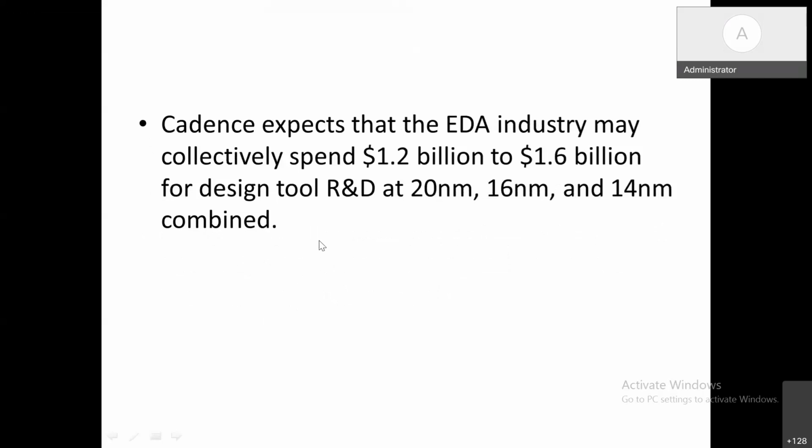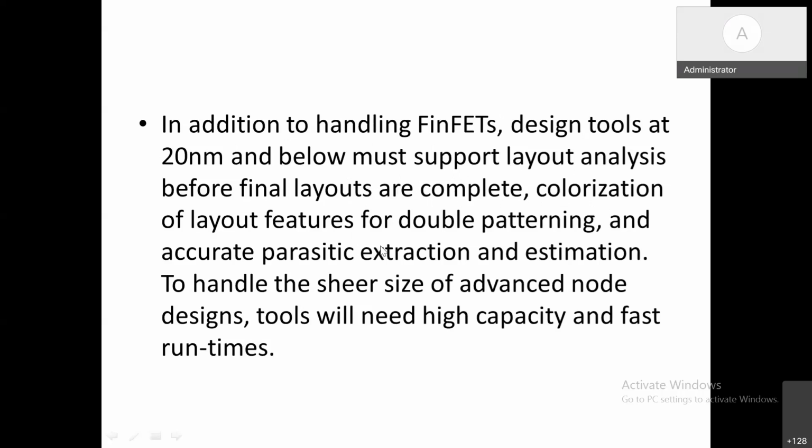And also the cost. It's a very important one. Whether the foundries can support the cost to do the R&D and then come out with the fabricated units. Here Cadence is telling that they have to spend around 1.2 million to 1.6 million dollars for design tool R&D if I decrease the channel length from 20 nm to 14 nm and still going down. So this is again a very important challenge: cost.